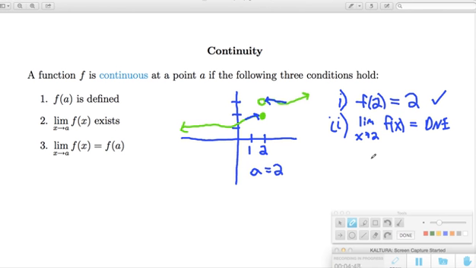Notice that we don't even need to check condition 3 because the limit doesn't exist, so we can't even see if it's equal to f of a or not. So at this point, we can just stop and say that this particular function is not continuous at a equals 2.